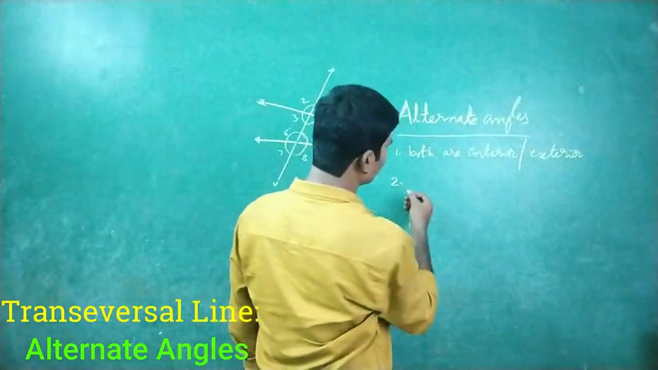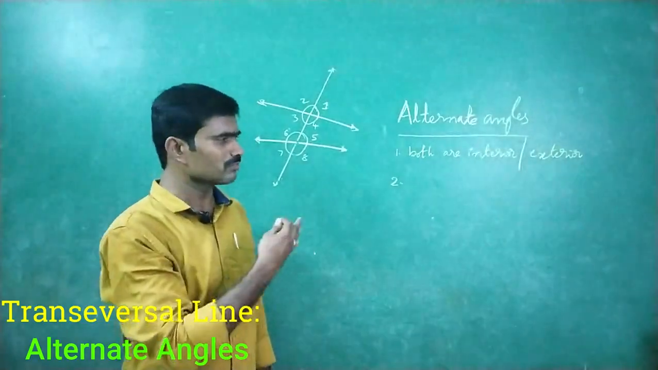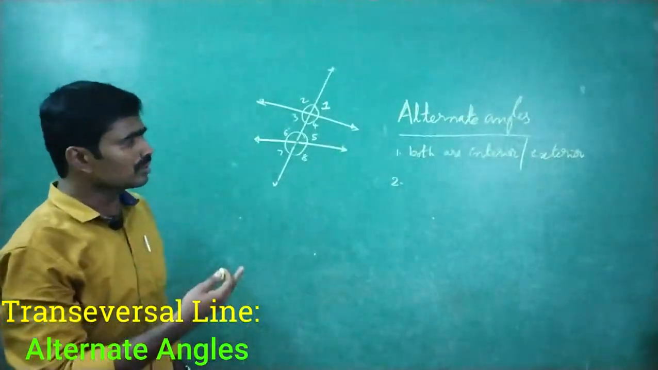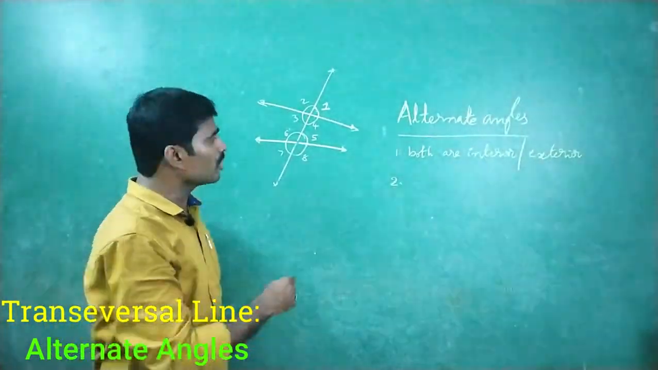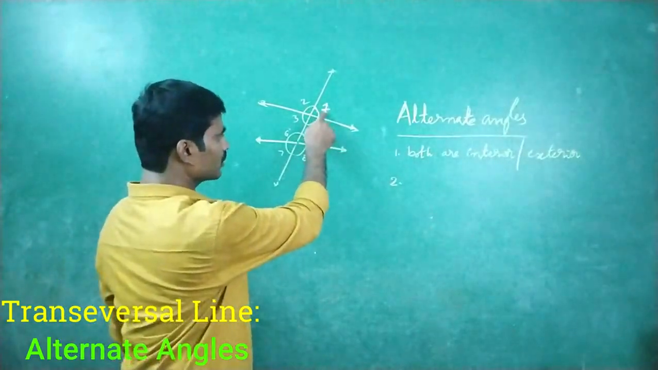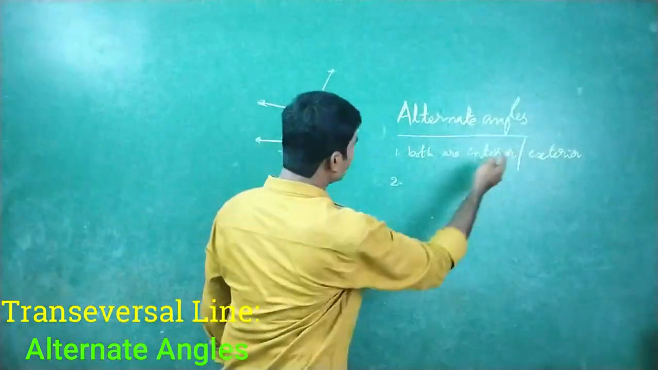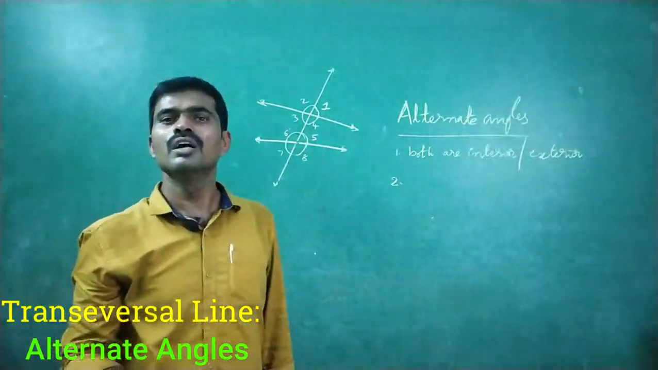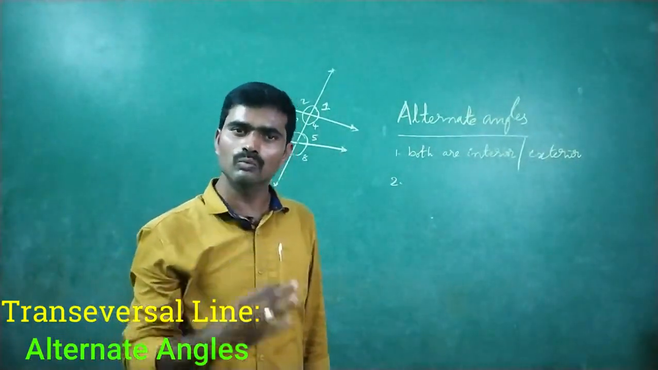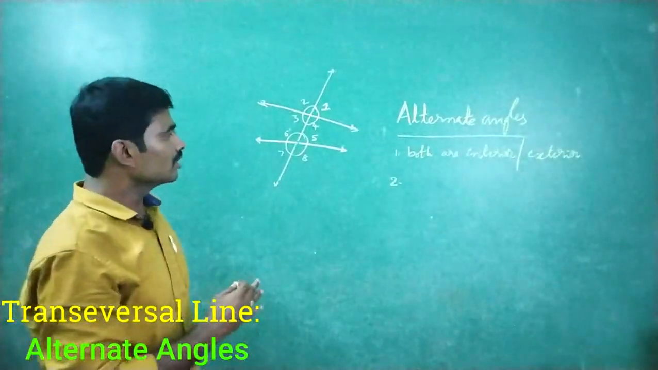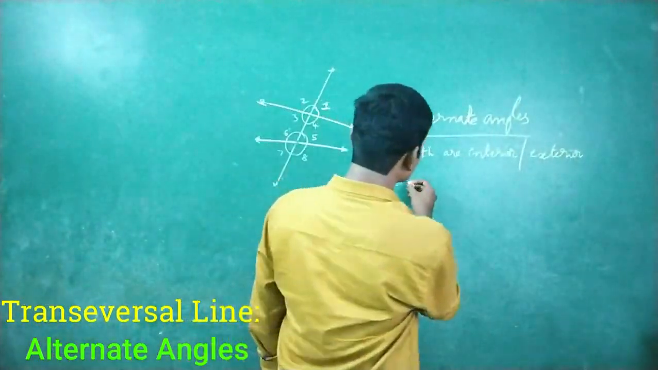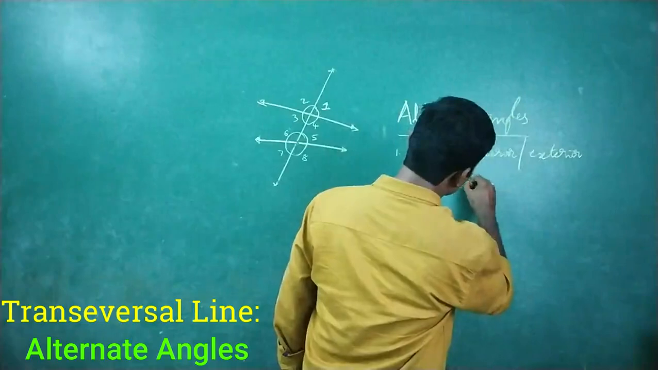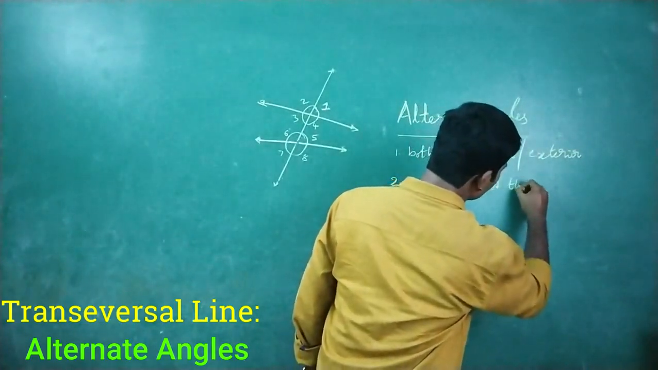Next, the second property; we cannot define it by this property only. Suppose I take angle 1 again. Both are interior or both are exterior. So what is the alternate exterior angle of angle 1? Both should be exterior. So maybe 2, 7, 8 are the possibilities for the alternate exterior angle of angle 1. So 3 angles are there. So go to the next property: opposite sides of the transversal.